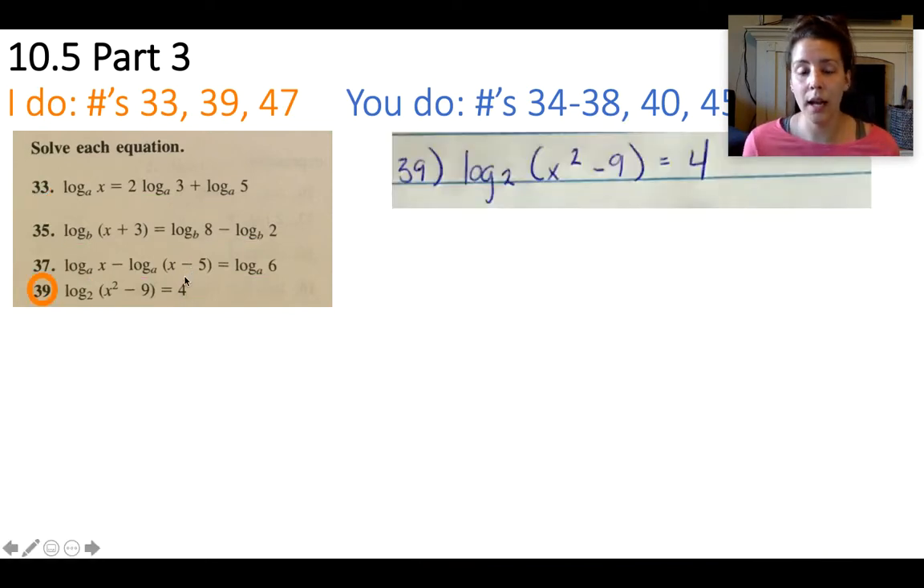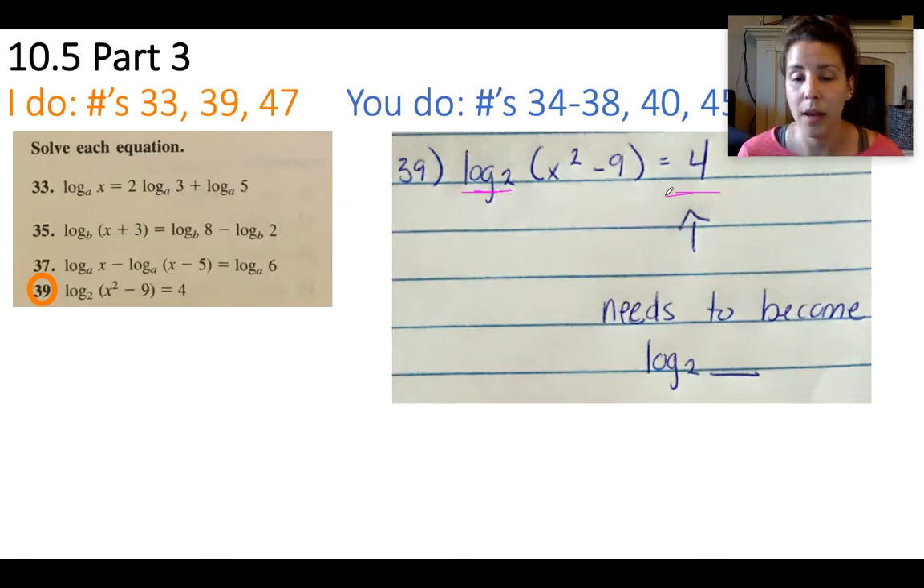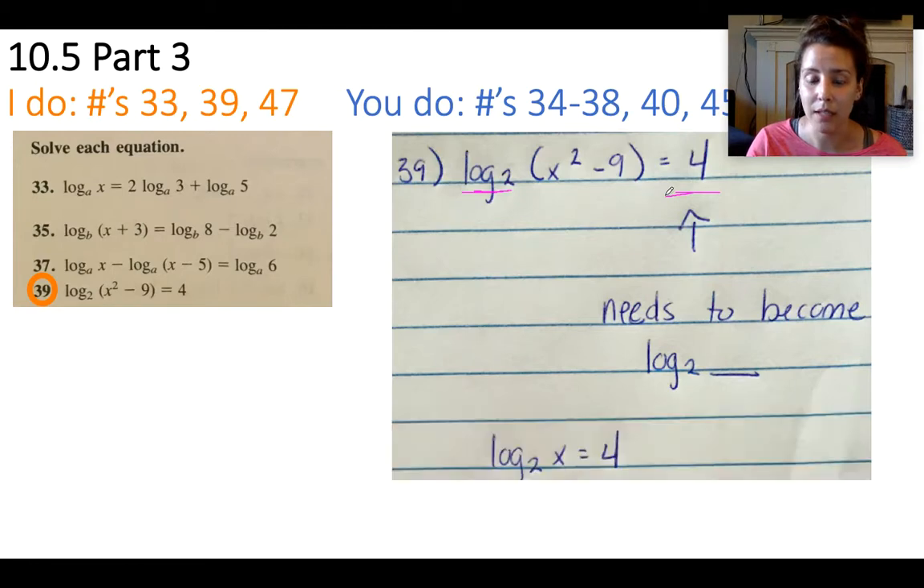Okay, so 39, I have log base 2 of something, is equal to 4, which is not a log base 2. So I can't do anything to this equation until 4 becomes log base 2 of something. So how we figure that out is we know we have to have log base 2. We don't know what x is going to be, but we know it has to equal 4. This is the exponent. So we have to take this and rewrite it in exponential form.